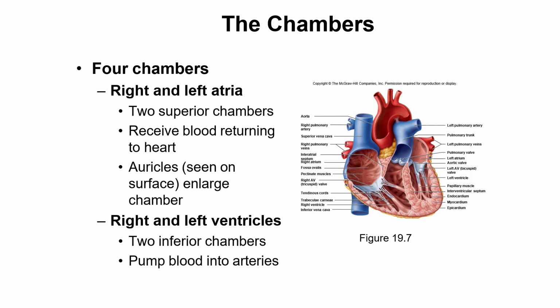If we're talking about one in the singular form, we just call it the atrium. But we have the right and left atria on the superior, those are the superior chambers. And then we have the right and left ventricles, which are the two inferior chambers.